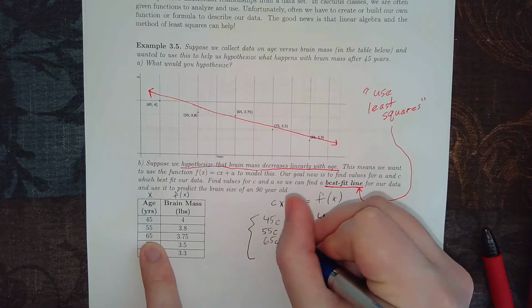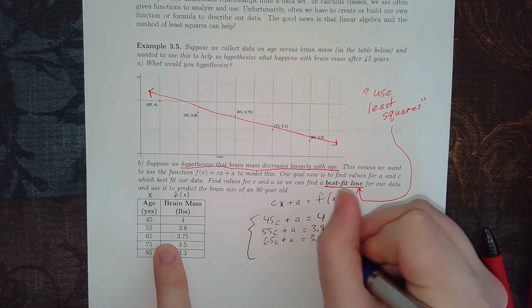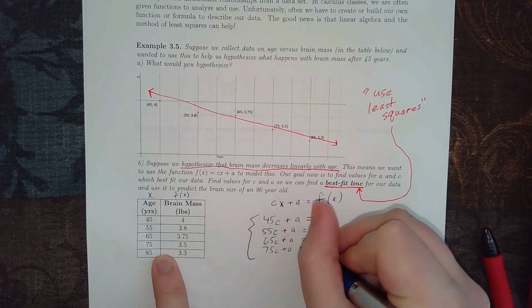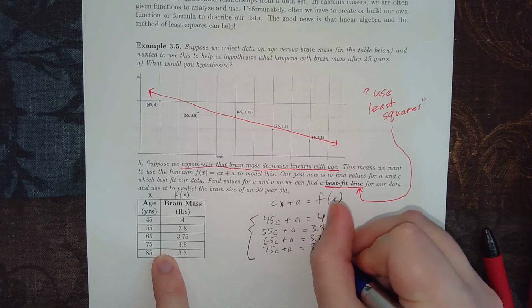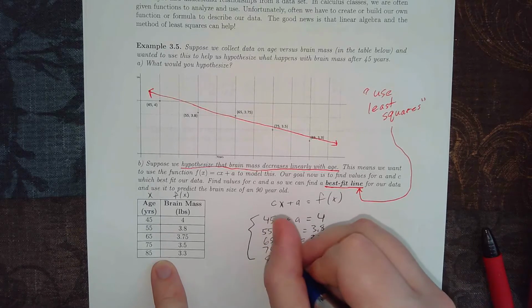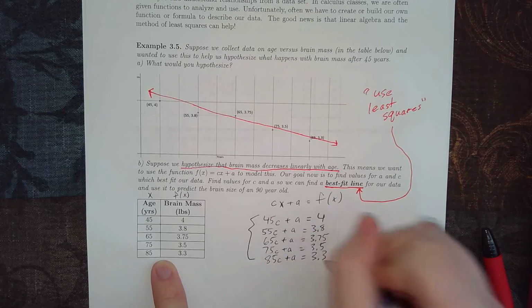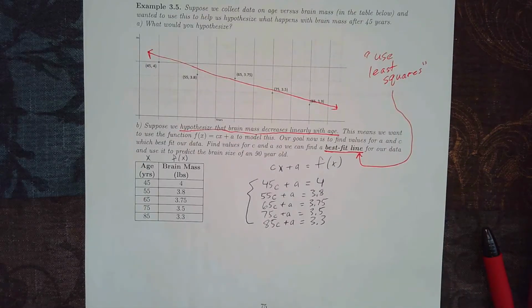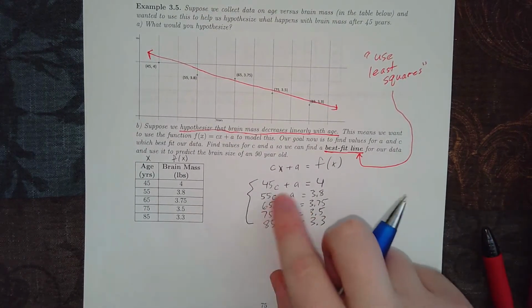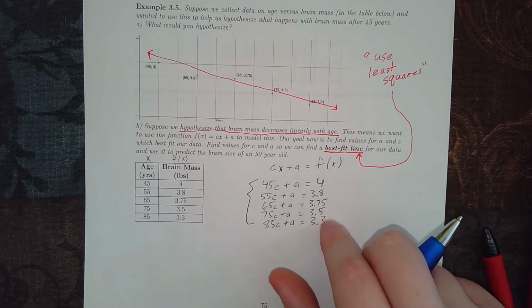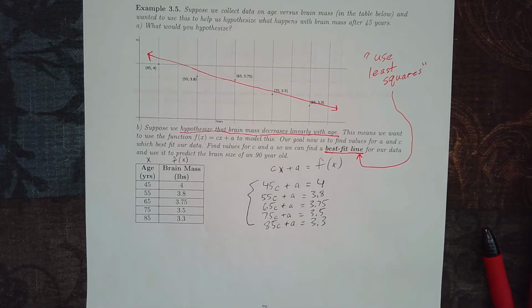65c plus a equals 3.75. 75c plus a equals 3.5, and 85c plus a equals 3.3. Now normally we would go ahead and take the coefficients over on the left, put them into a matrix, and take the constants on the right, put them on the other side of the augment line, and that would give us what our system of equations would be.